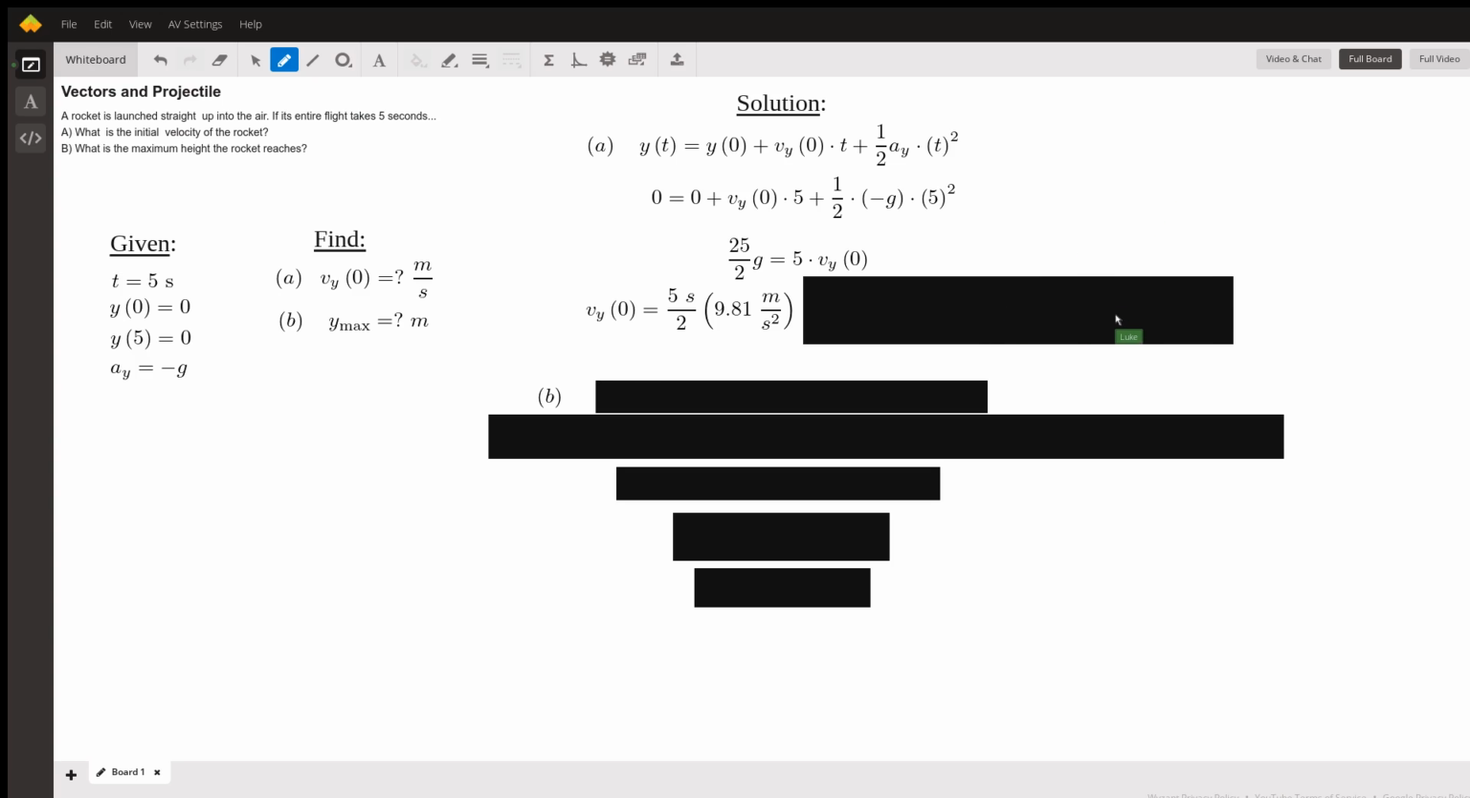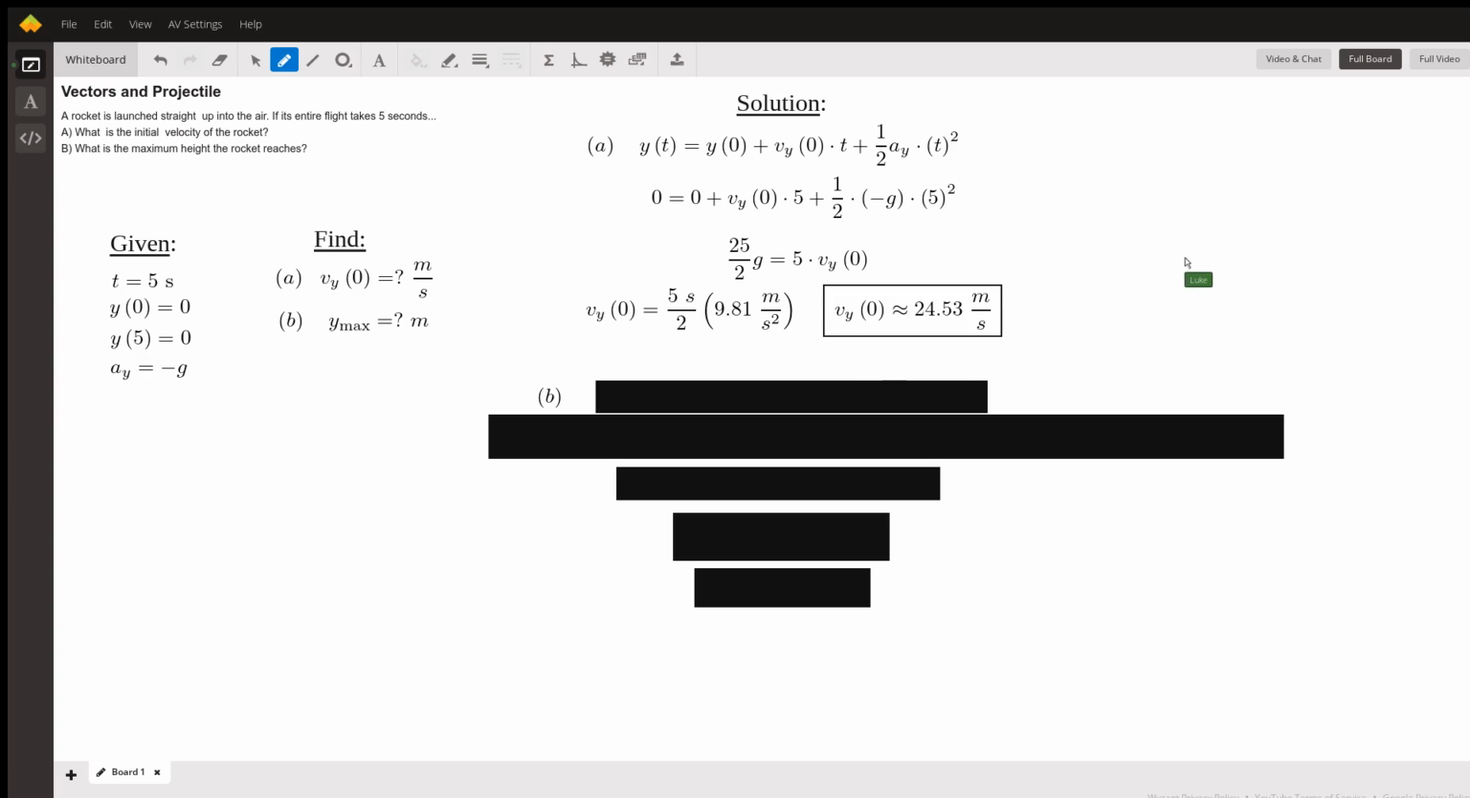Plugging in the values that we have for g, we can then approximate and say that the initial y velocity is about 24.53 meters per second. You can plug through the actual values to get higher significant figures if you need to. It is exactly 24.525, if you're wondering.